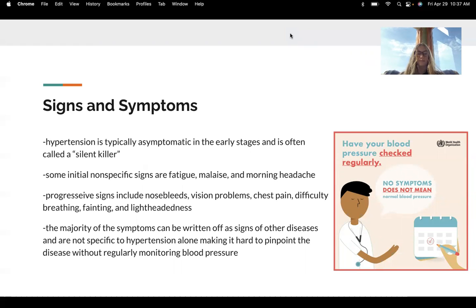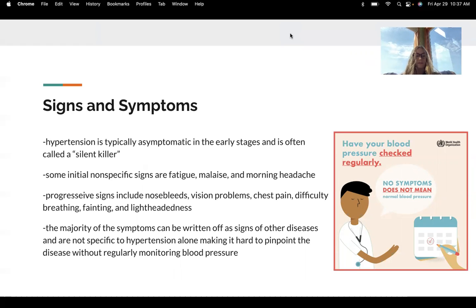Signs and symptoms of hypertension. Hypertension is typically asymptomatic in the early stages and is often called a silent killer. Some initial nonspecific signs are fatigue, malaise, and morning headache. Progressive signs include nosebleeds, vision problems, chest pain, difficulty breathing, fainting, and lightheadedness.